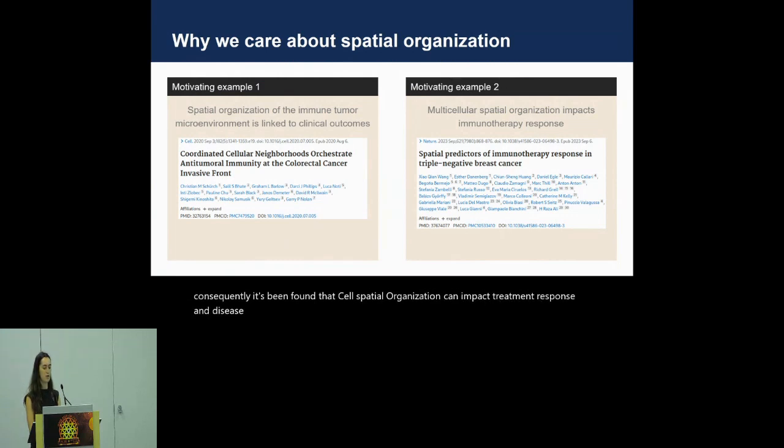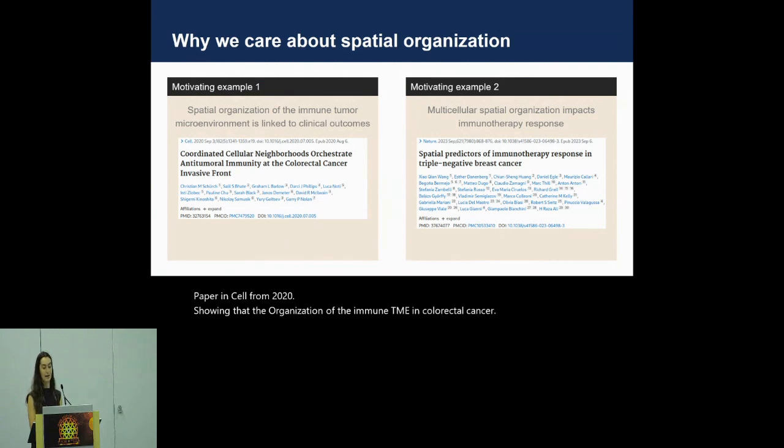I just put two examples here on this slide. An example from a paper in Cell from 2020 showing that the organization of the immune TME in colorectal cancer can be linked to clinical outcomes. And a second example from a couple of years later, from 2023, showing that spatial organization can impact immunotherapy response.